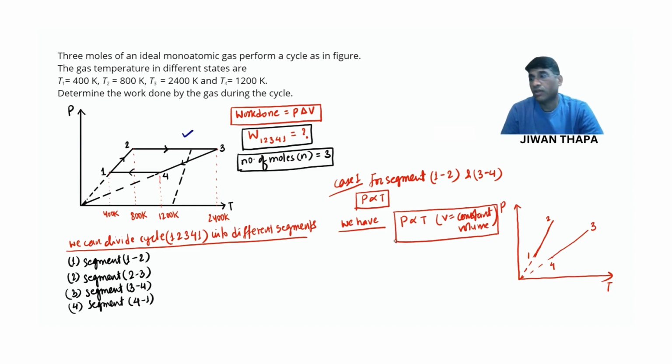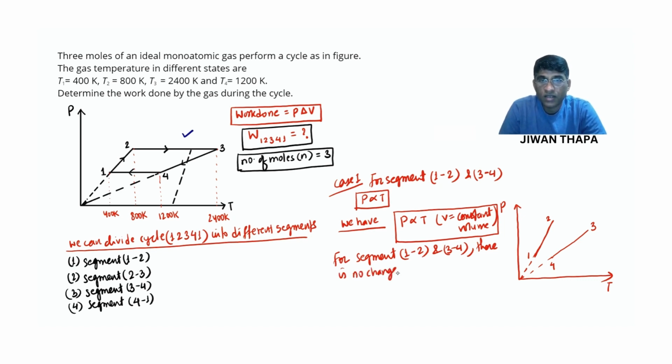Clear? So this is from Charles' law. Therefore, for segments 1, 2 and 3, 4, volume is constant. There is no change in volume.